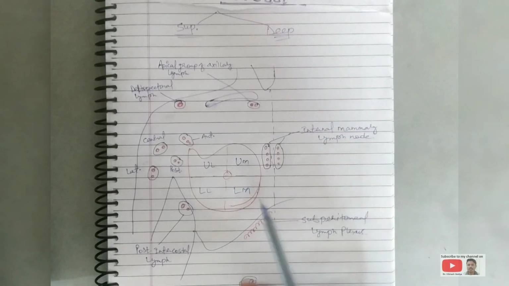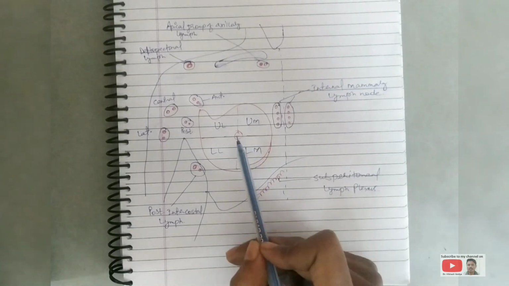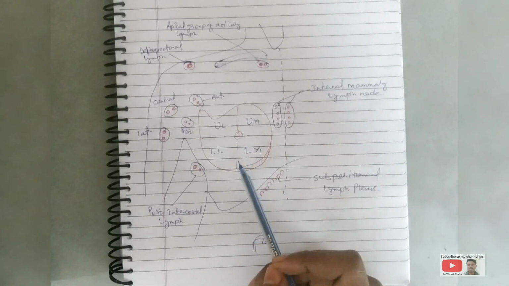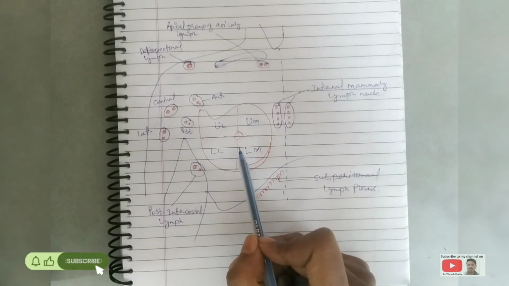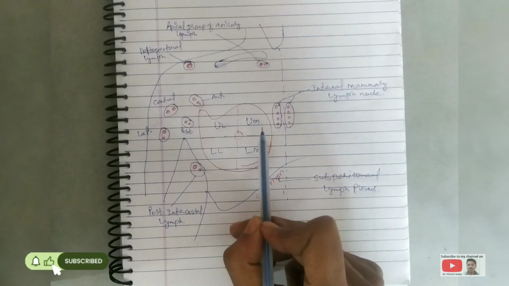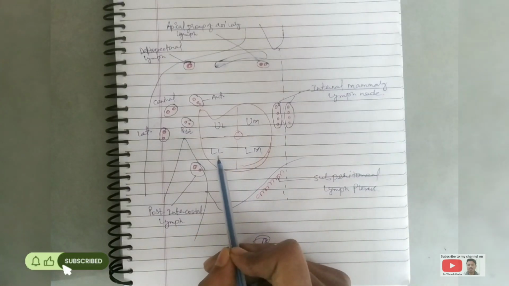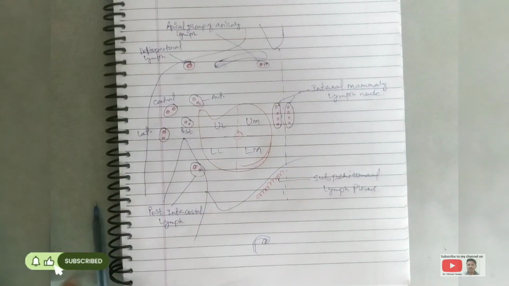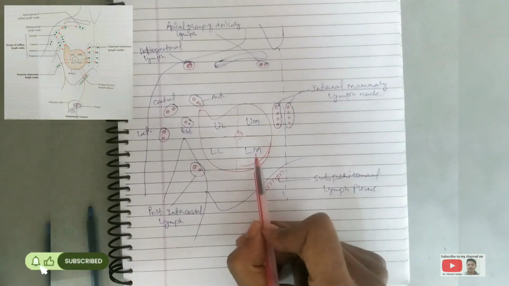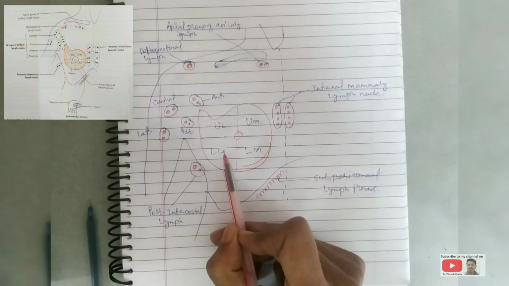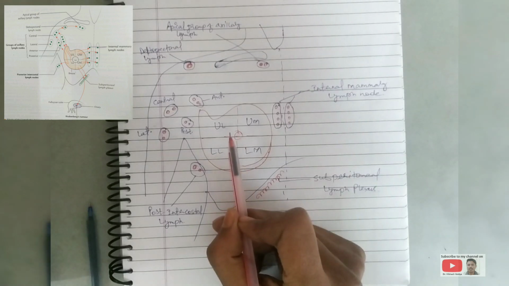Now we'll understand how these groups of lymph nodes drain the breast. For better understanding, we will divide the breast area into four quadrants: the upper medial, lower medial, upper lateral, and lower lateral. So the lymph from the lateral quadrants of the breast is drained into the anterior axillary or pectoral group of lymph nodes.